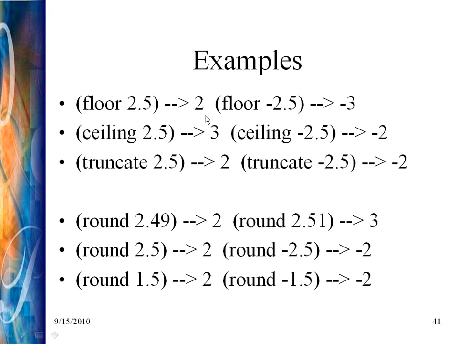Floor of 2.5 is 2, of minus 2.5 is minus 3. Ceiling goes up to 3, and up to minus 2. Truncate gives 2 and minus 2. Round goes to 2 for less than 2.5, to 3 for bigger than 2.5, and to the nearest even number when it's just 0.5. So round of 2.5 is 2, round of 1.5 is 2.